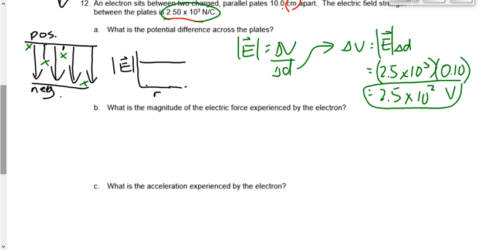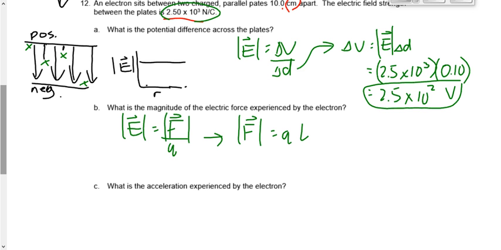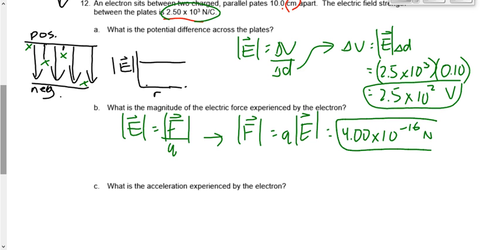E is equal to F over Q. Let's solve for F. We sub our numbers in there, and we end up getting for that one 4.00 times 10 to the negative 16 newtons. Doesn't give us a direction, right? But that's okay. We're asked for only the magnitude.